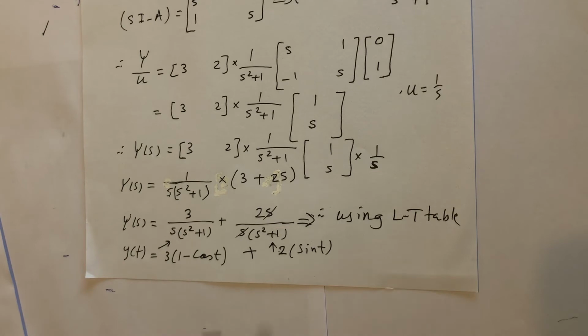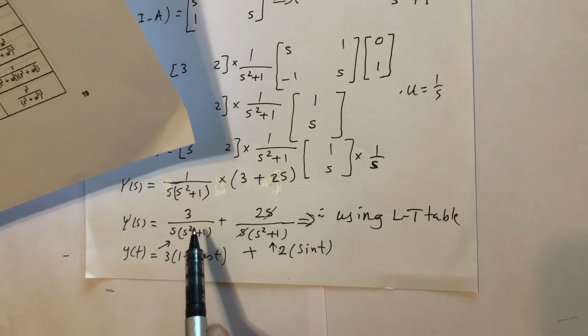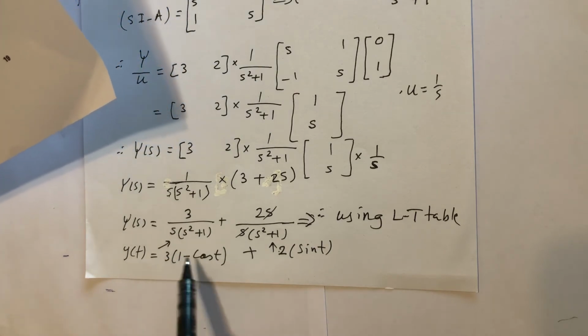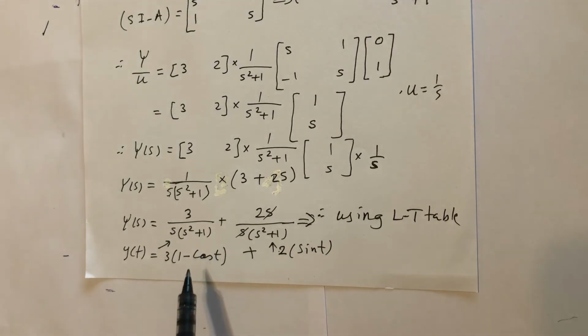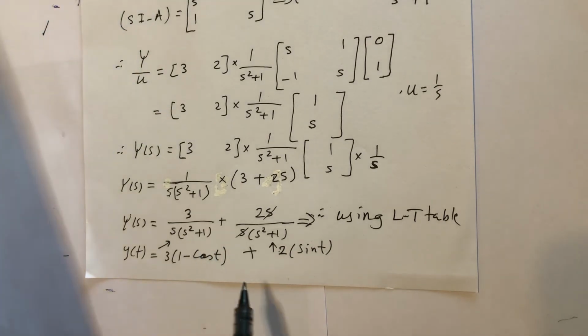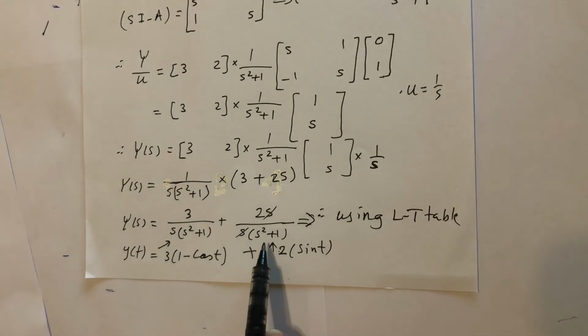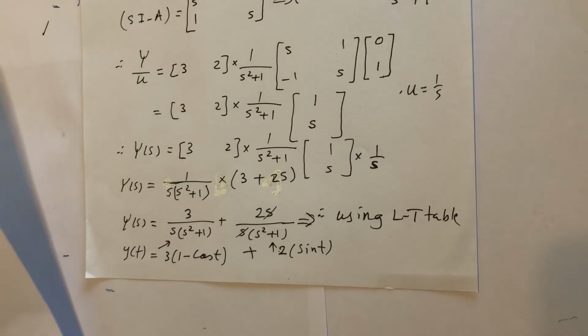There is one here. It's giving me 3 times 1 minus cosine t, also from the table. We can elaborate on this. This 2 over S squared plus 1, it's a sine and cosine. You remember those, you know those.